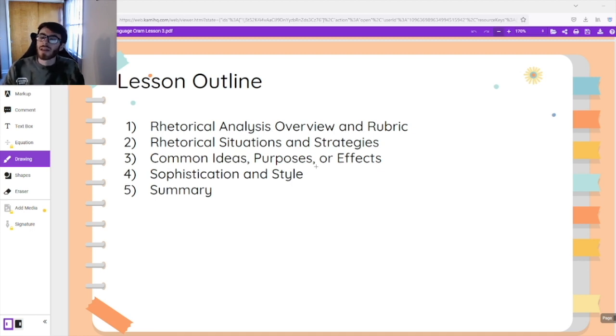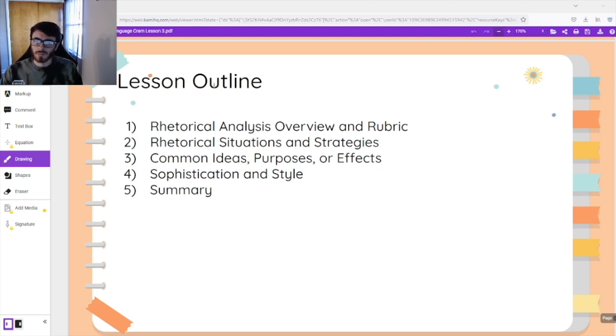Then we are going to talk in depth about sophistication and style. We've mentioned it a lot in the first two lessons. We're finally going to get into more detail about how we can really earn that final point of the rubric, that sophistication point. And then we'll just end with a quick summary. That's the plan for today. Let's hop right into it.